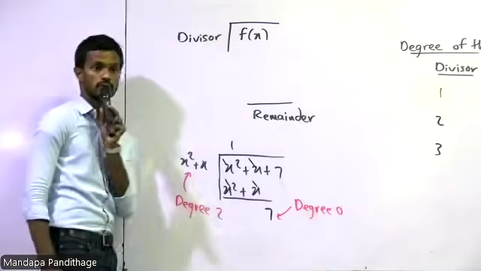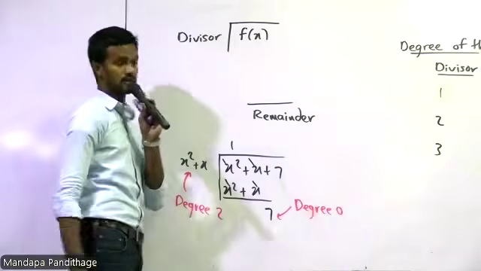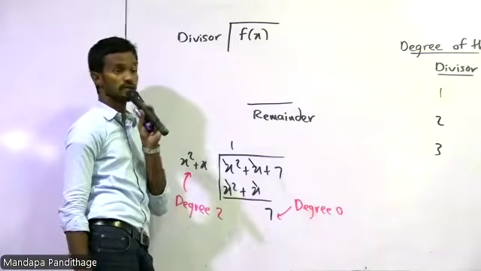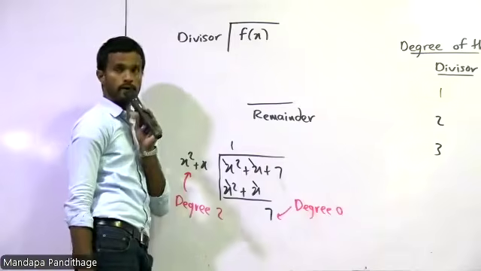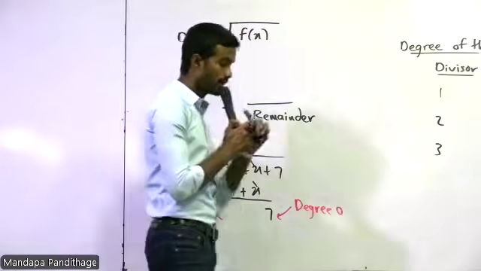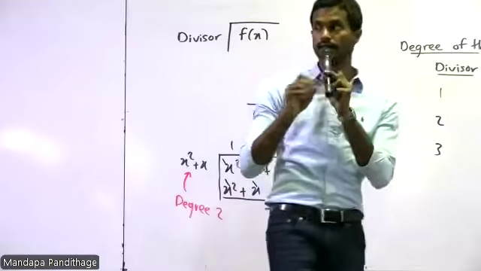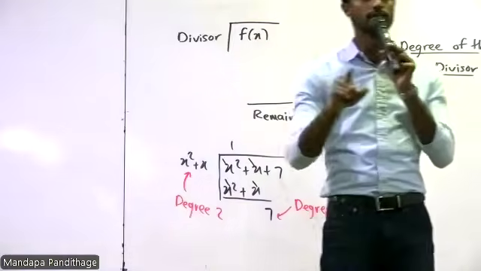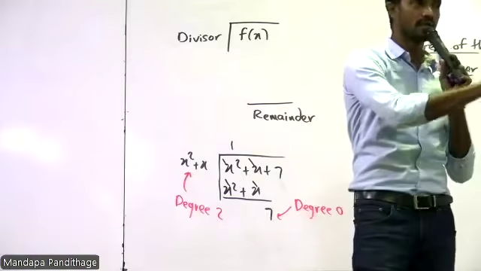Now there's a mismatch, no? You told me when the degree of the divisor is 2, the degree of the remainder is 1. I didn't mention that the degree of the remainder is 1 less than the degree of the divisor.